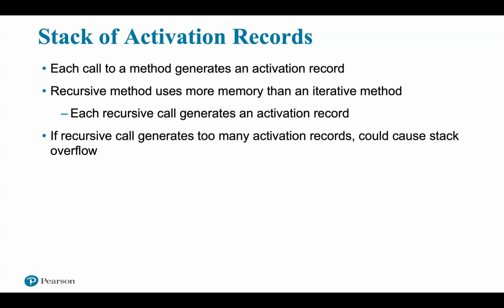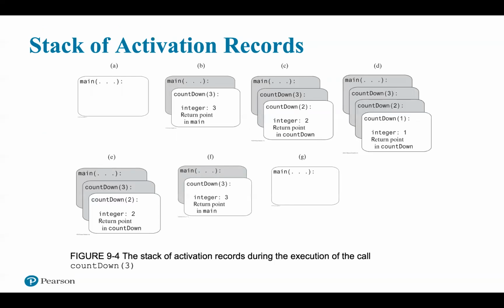The box in figure 9.3 corresponds roughly to activation records, although the figure does not show them in the order in which they would appear in a stack. Figure 9.4 illustrates a stack of activation records as a result of the call countdown(3) in a main method. So we're just getting some more details about how all of this is working, the stack of activation records. Moving on, here we're seeing an illustration of the stack of activation records during the execution of the call countdown(3).